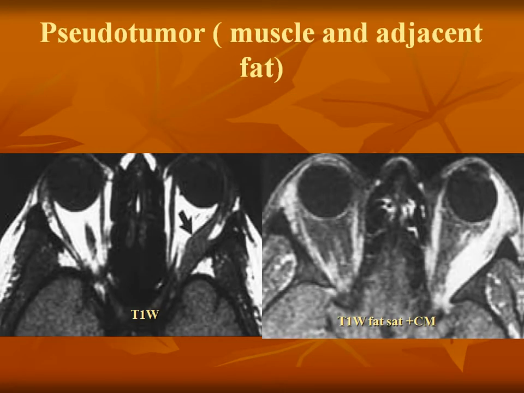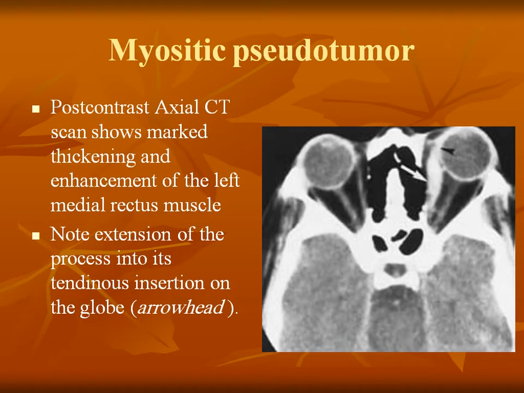Again here, there is an orbital pseudotumor involving the muscle and the adjacent fat. See, compare with contrast, the fat is enhancing here, it's not enhancing here. The muscle is enhancing to its tendon, so there is involvement of the tendon. However, you should keep in mind this is a diagnosis of exclusion. First you start with post-septal infections, then you move to orbital pseudotumor. Again, myositic pseudotumor, the muscle is all involved to its tendinous insertion.